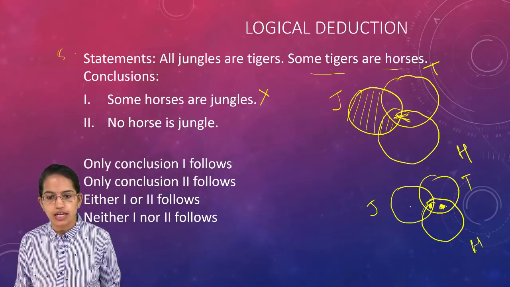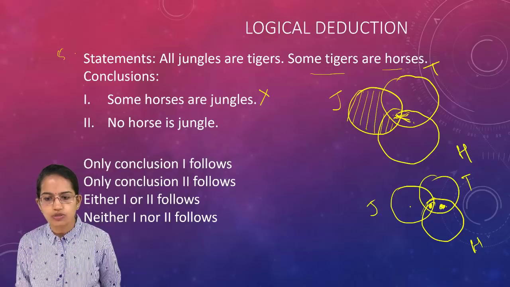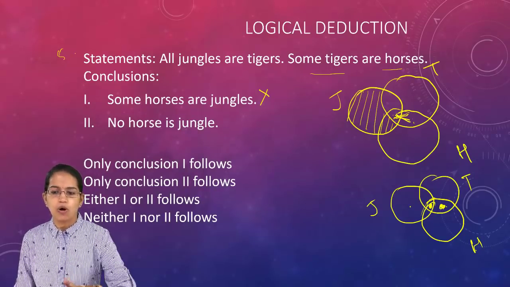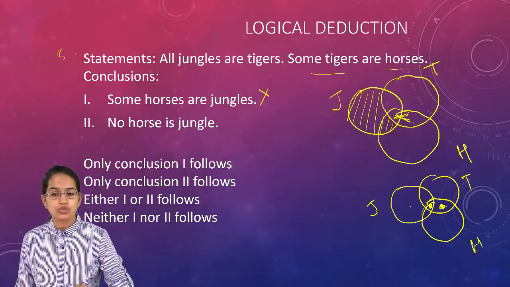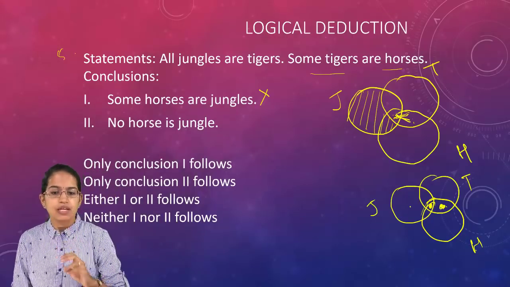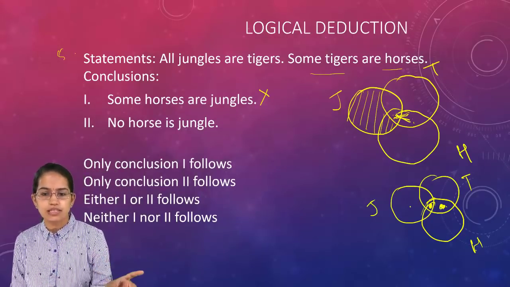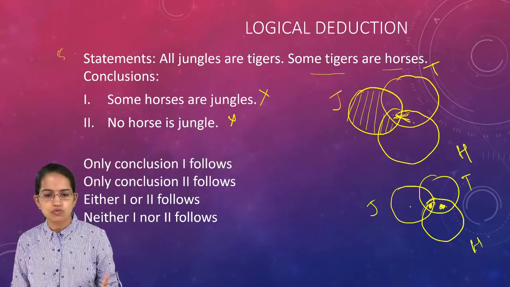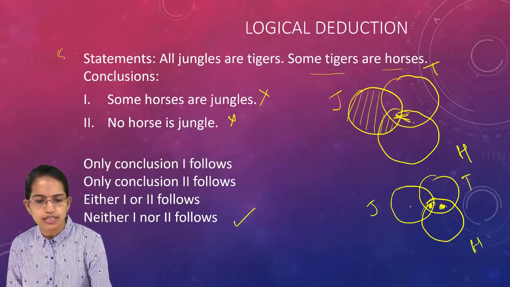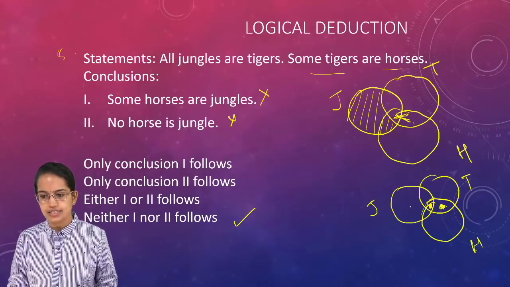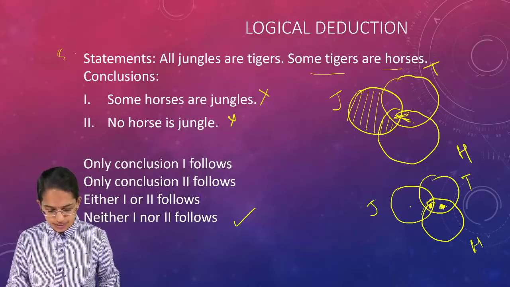So, no horse is jungle. I cannot say horse is jungle, because horse could be here, horse could be here. So, saying that no horse is jungle is incorrect, because horse could be in the jungle area or could be outside the jungle area, but I cannot confirm which is the right one. So, from this given information, neither of the statements could be predicted. So, none of the conclusions would follow. So, the last choice, that is D, would be the right answer. I hope that's clear, and Hema has the right answer as well. Great. Anukriti, I believe that's clear now.